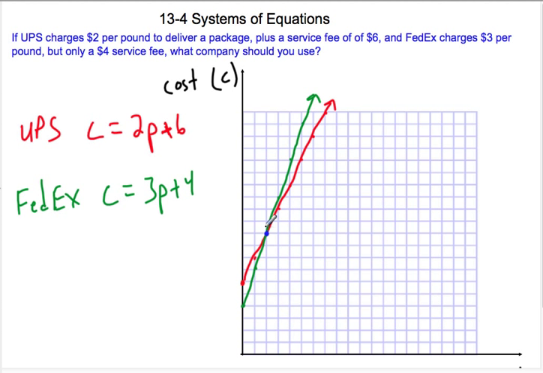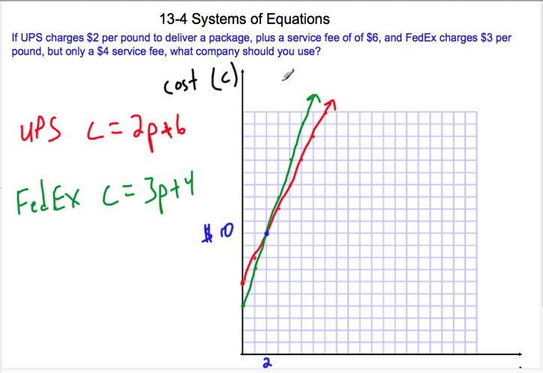And so that means something. In this particular case, it means the weight at which using either company would charge the same amount. At 2 pounds, 1, 2, 3, 4, 5, 6, 7, 8, 9, 10, each company is going to charge you $10. Because for FedEx, 2 times 3 is 6, plus 4 is 10, so the cost is 10. And for UPS, 2 times 2 is 4, but plus 6 is going to equal 10.